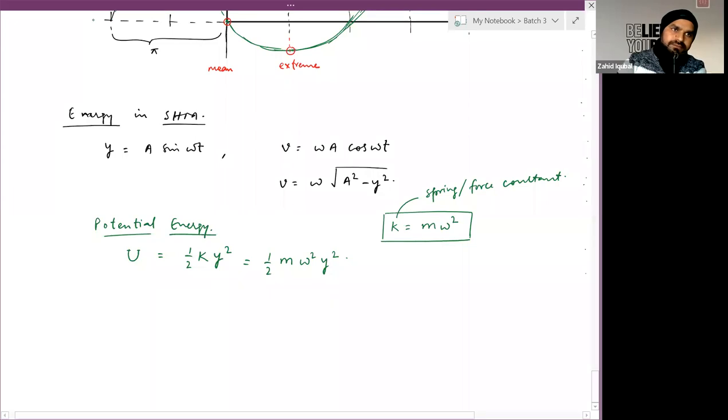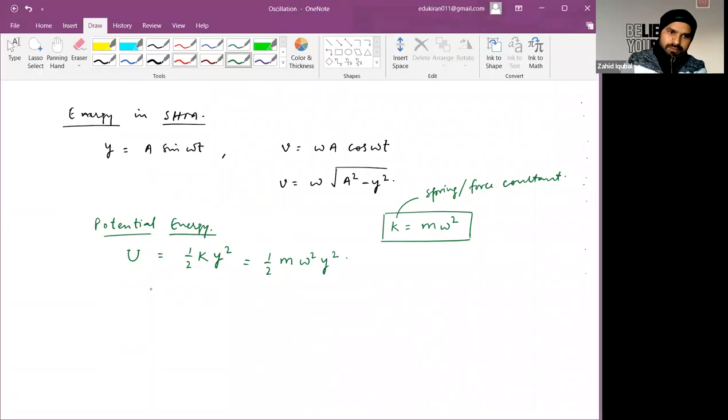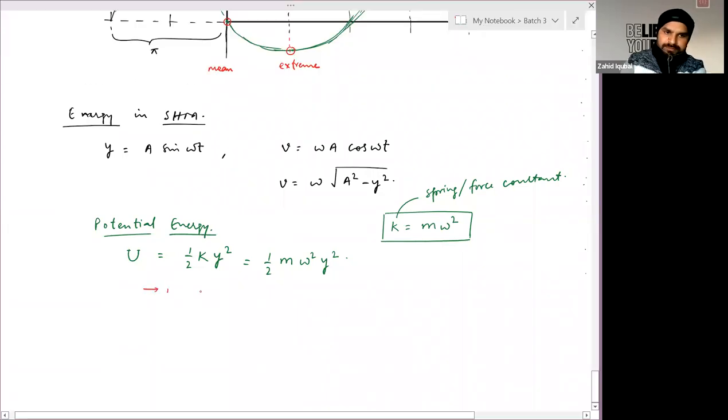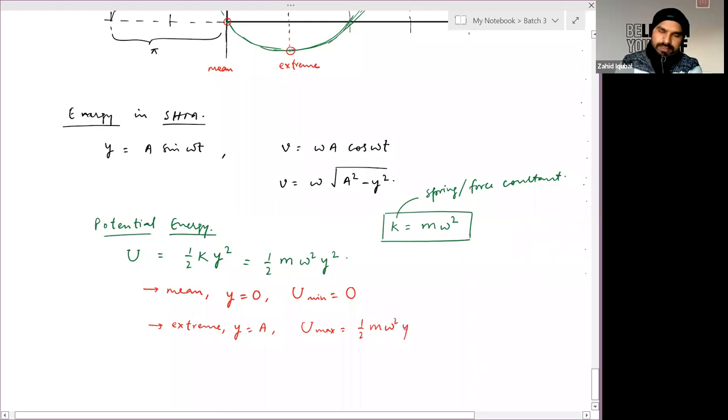Now, at mean position, when y is minimum, the potential energy will be 0. At extreme position, when y is maximum, the potential energy will be maximum, that is half m omega squared A squared.